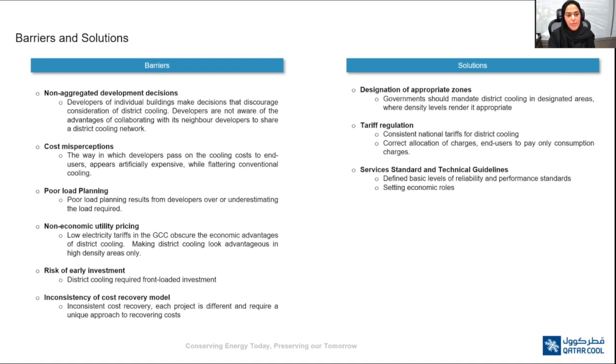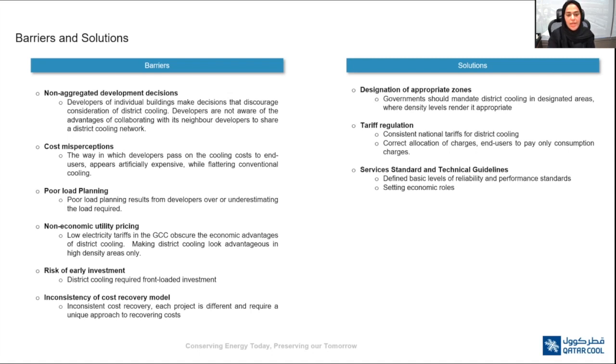In GCC, we have low electricity tariffs, which is actually considered a barrier, making district cooling look more advantageous only in high-density areas. Another problem is the risk of early investment.